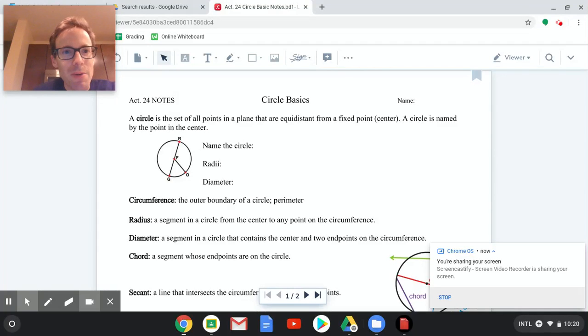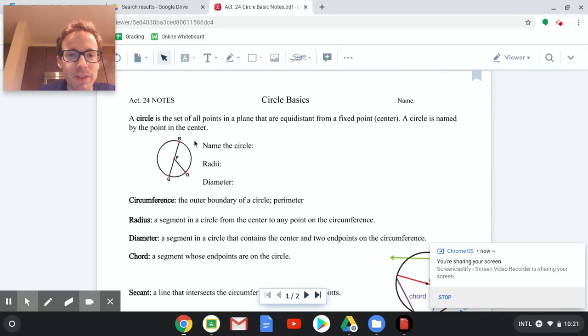Right, so today we're going to talk about my favorite shape, a circle. Circles are different from any other shape we've talked about because they're not made up of segments. A circle is a set of all points in a plane that are equidistant from a fixed point, what we call the center. A circle is named by the point in the center.